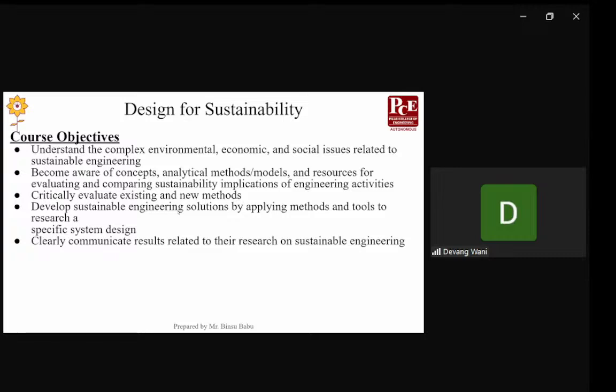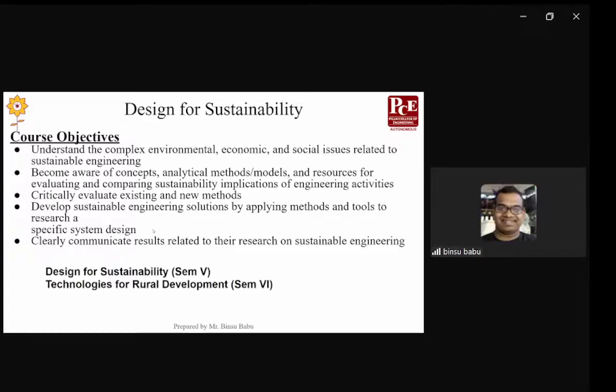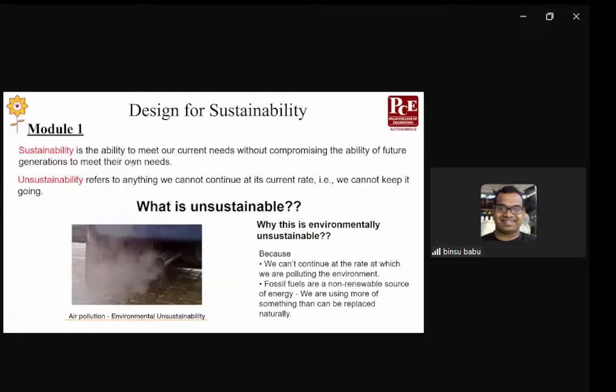As clearly mentioned by ma'am, this is what you are going to be learning if you are going for sustainability in this semester. Next semester you will be going for the subject technologies for rural development. Now I will take you through the different modules that we are going to cover. Let's begin with module one.